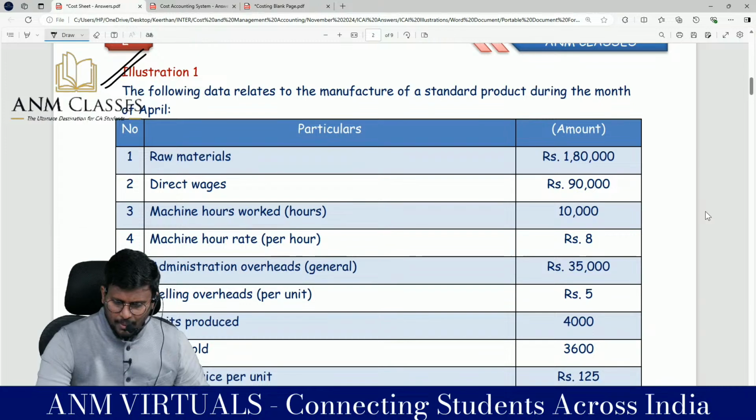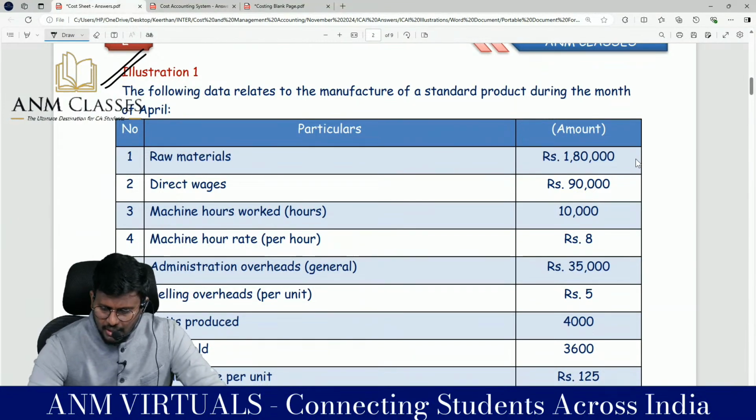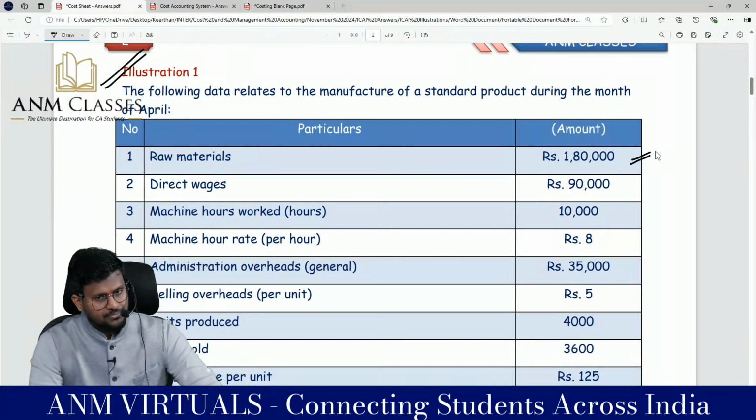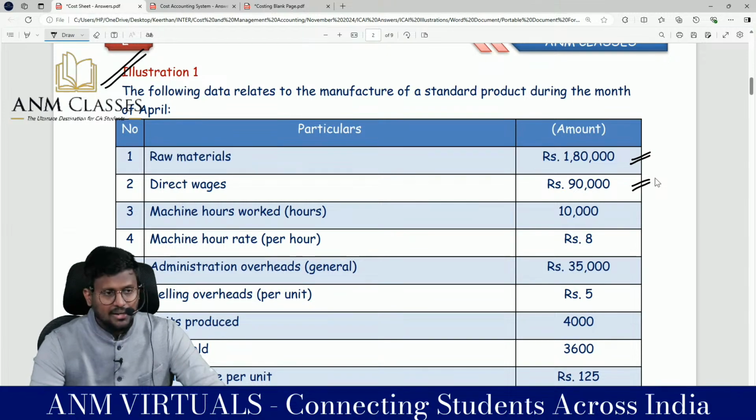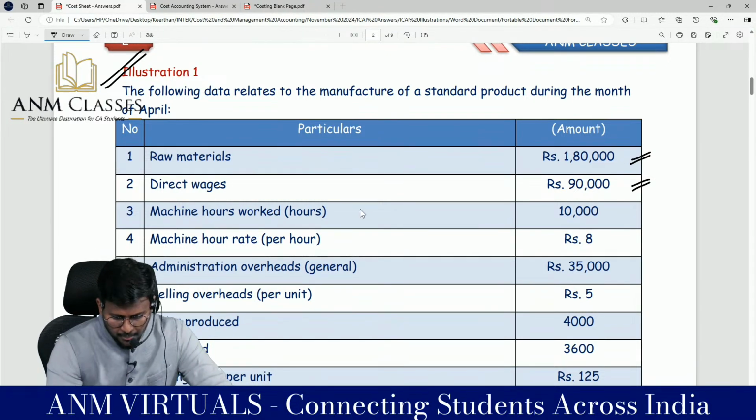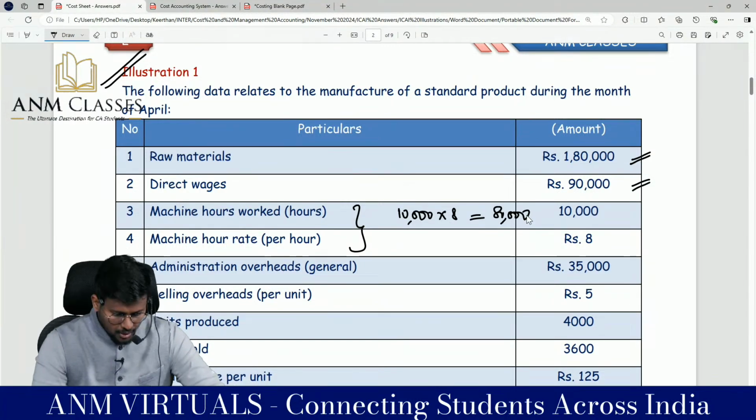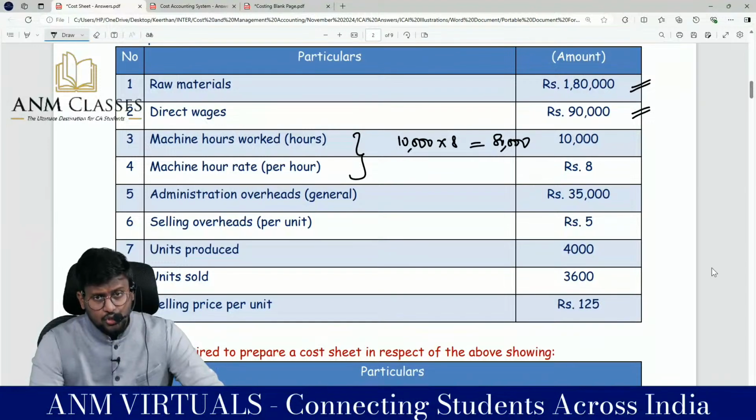Following data relates to manufacture of a standard product during the month of April. Raw material is 1,80,000. Direct wages 90,000. Machine hours worked 10,000. Machine hour rate 8 per hour. So 10,000 into 8 comes to how much? 80,000. Comfortable? Yes, sir.